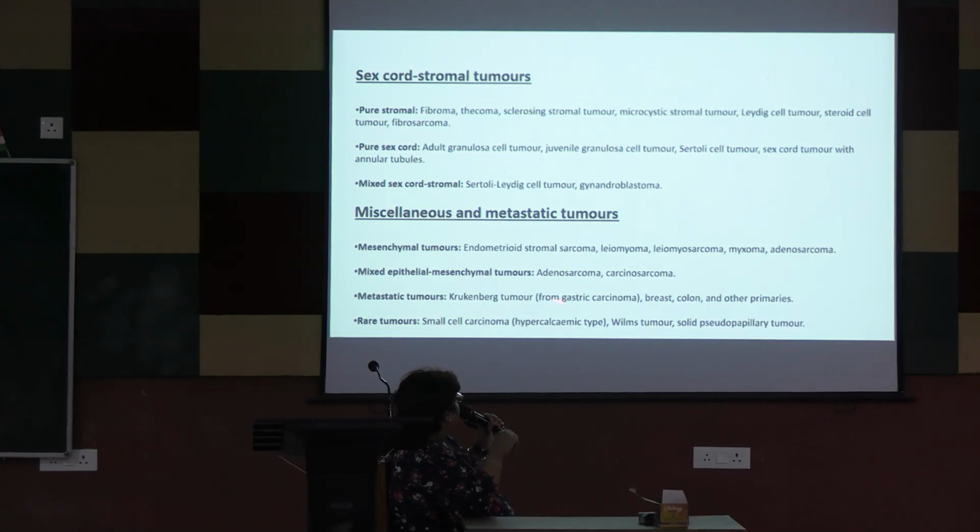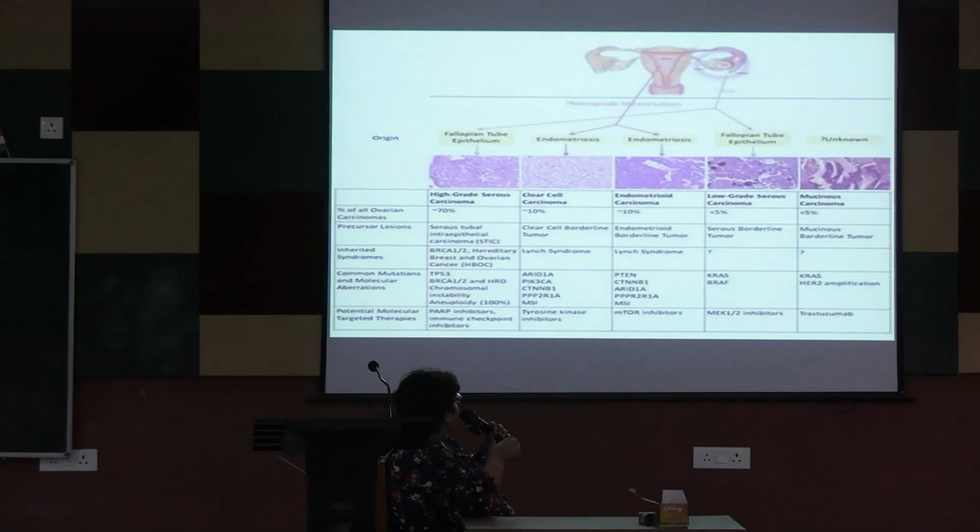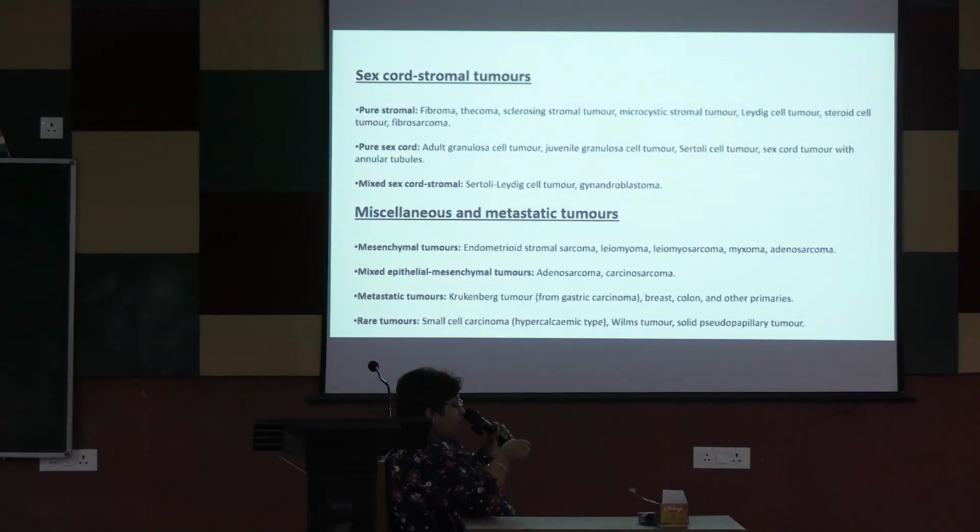Metastatic tumors: Krukenberg tumor. Krukenberg tumor may come as a short note. It mostly arises from gastric carcinoma. It is bilateral and the ovary is enlarged, but the shape of the ovary remains unchanged. This metastasis occurs mostly from gastric carcinoma. Krukenberg tumor. Then metastasis can occur from breast, colon, and other primaries. And there are some rare tumors like small cell carcinoma, Wilms tumor, or solid pseudopapillary tumor. These are rare types of tumor.